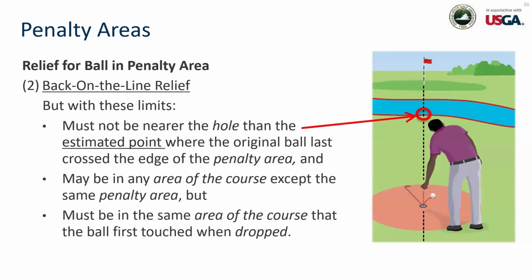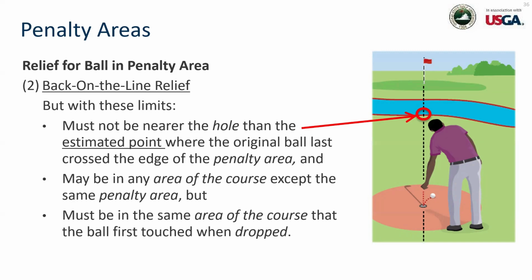We do call out, it just can't be closer to the hole than that estimated point where the ball last crossed the edge. A lot of the times it's going to be very hard to get forward of that point when we're taking our relief. And it needs to be in the same area of the course, except for the same penalty area. So we can't drop it in the penalty area we're taking relief from. And that last, a little bit confusing, but it needs to stay in the same area of the course that the ball first touched when dropped.